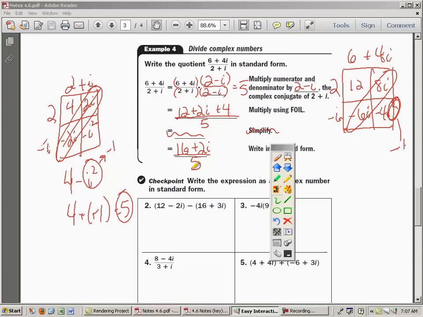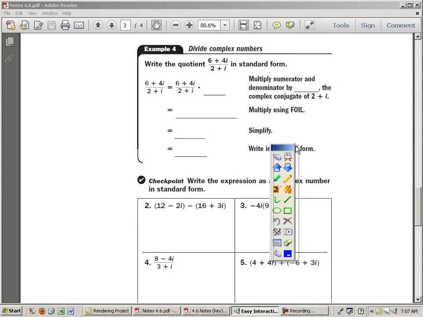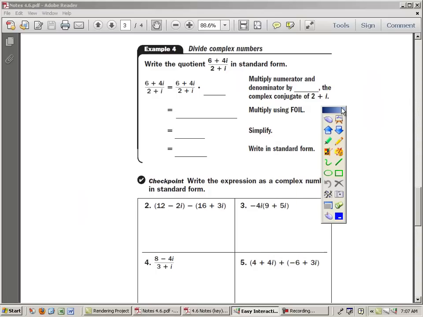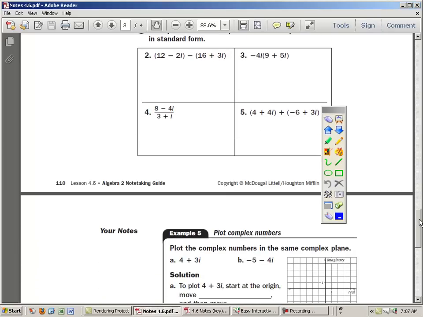All right, so 4 checkpoint problems. Basically, you've got one of each. You've got to subtract, you've got to add, you've got to multiply. A few things in here. So go ahead and give these a shot and see how this goes for you. We'll be right back with solutions for you.